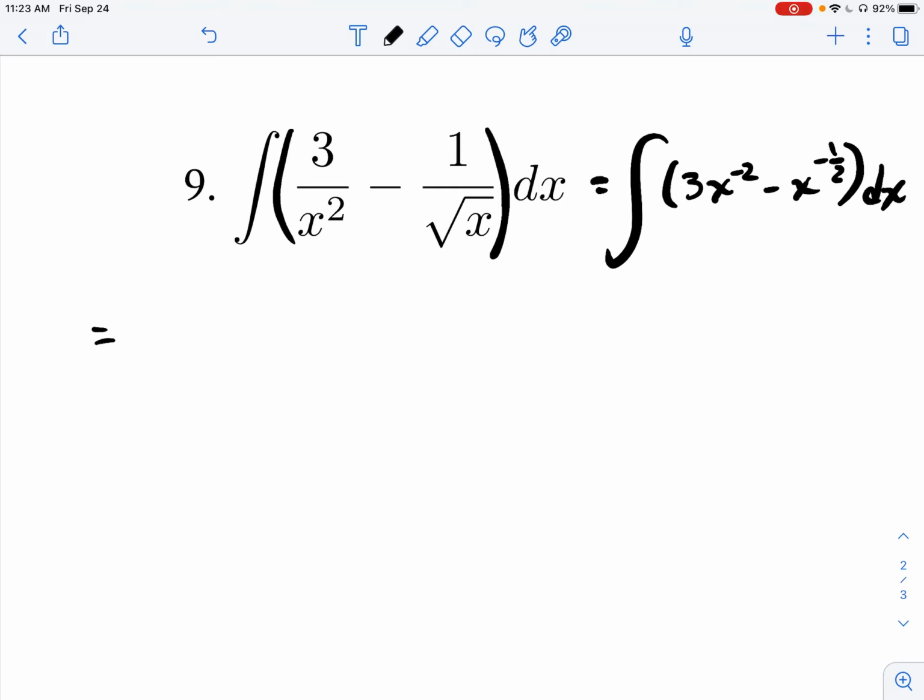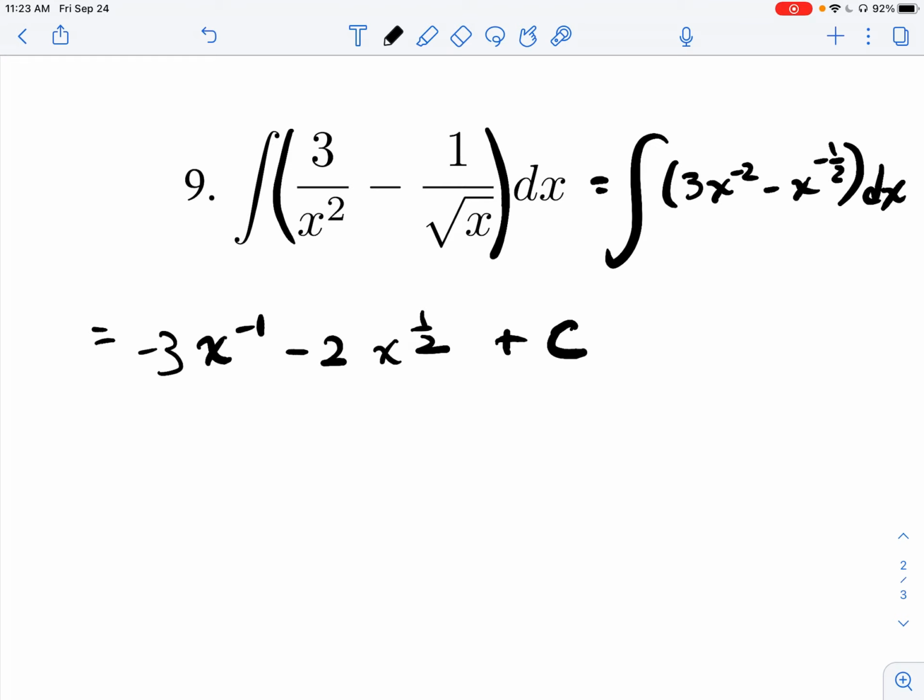So if I'm going to increment x to the negative 2 power, this would be x to the negative 1. And then I'm going to divide everything by negative 1, so that would be negative 3. X to the negative 1/2, I'm going to increment that, so that becomes x to the 1/2. And if I divide everything by 1/2, negative 1 divided by 1/2 is just negative 2 plus c.